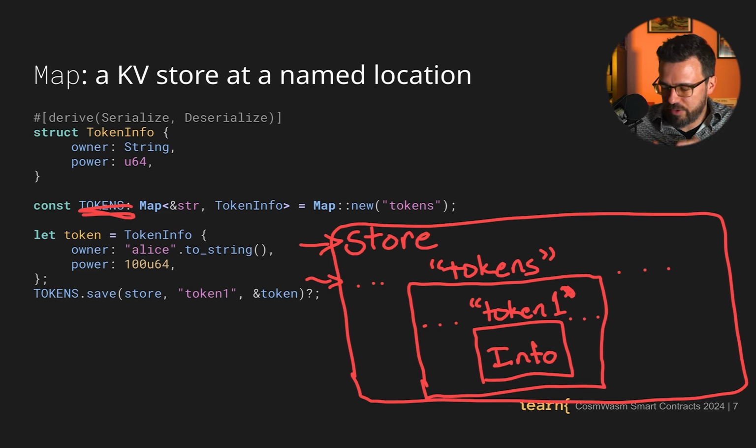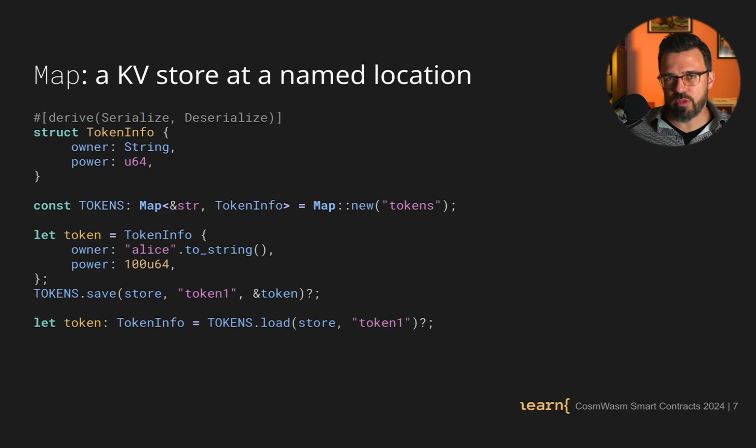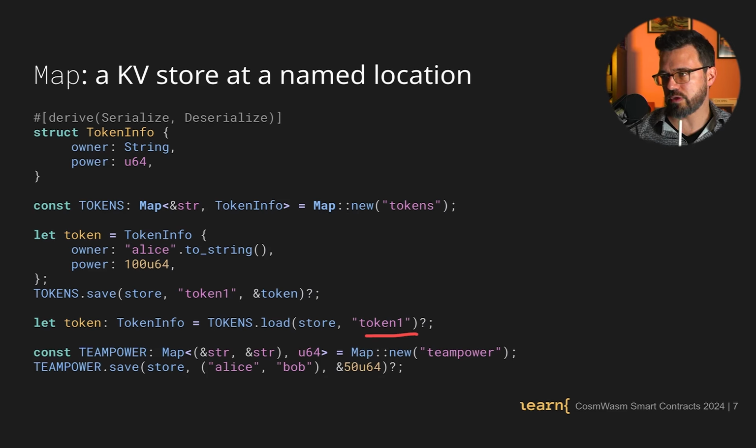And then in that tokens table, we say, hey, I want token 1, and that finds our info. We load generally the same way as we did with the item, except of course we have to specify the key that we're loading at. So we can't just pass in our storage, which could be mutable or not mutable here for loading, but also passing in the key. In CosmWasm, it's convenient to use composite keys in some cases.